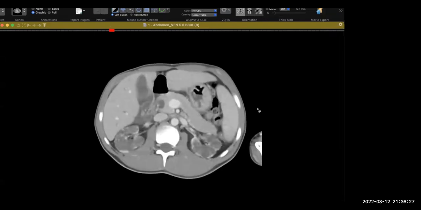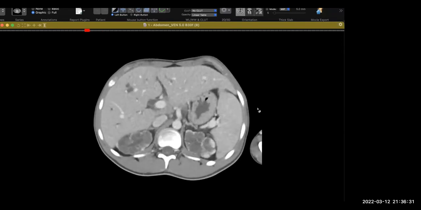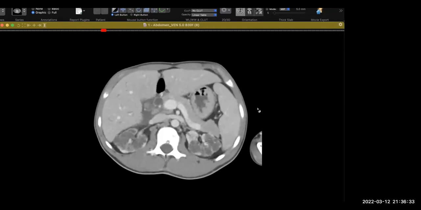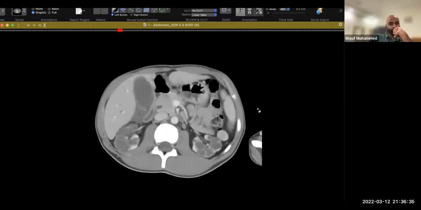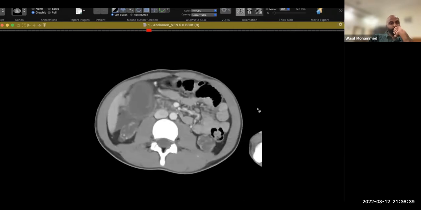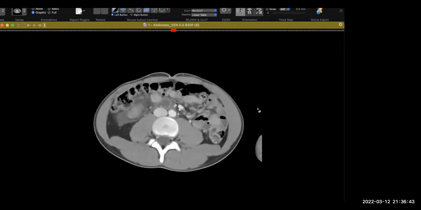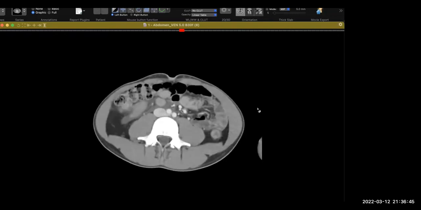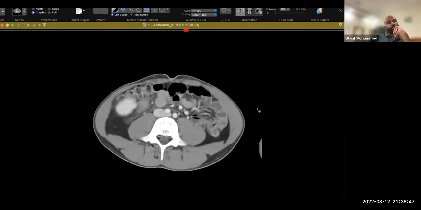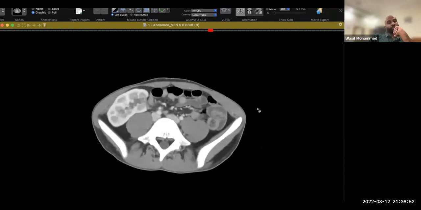So the vessels are patent. CBD is also dilated. I'm trying to ascertain. Okay. So I think no calculi were seen even on the non-contrast images. Anything else you can do for the patient? Do you have a diagnosis?